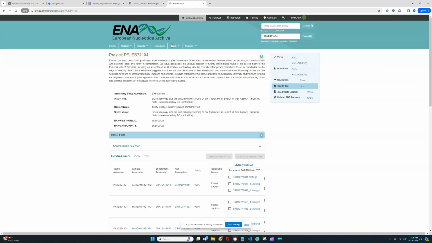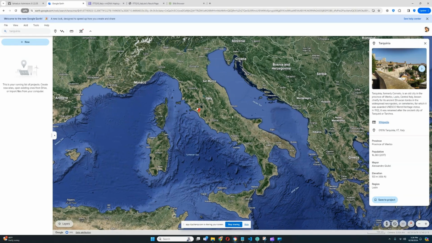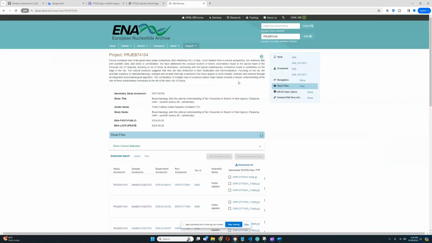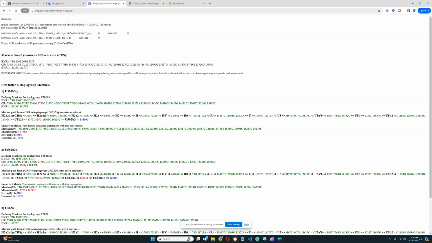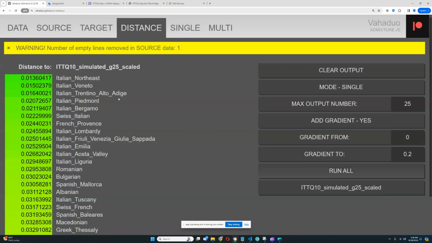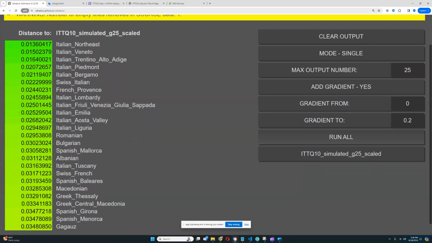Some information about the sample. He's from this location right here, Tarquinia in Italy. And he is from the first millennium BC, a little bit before the Common Era. His mitochondrial lineage is U5B2, which is a very typical mitochondrial lineage for Europeans. And in terms of the G25, the Europeans he's closest to are various North Italians.